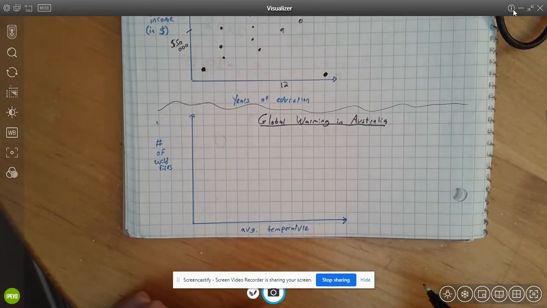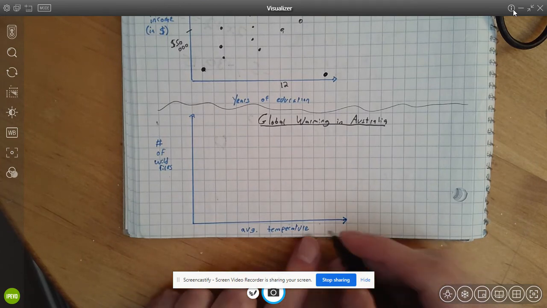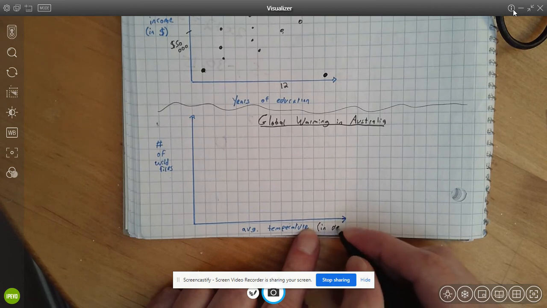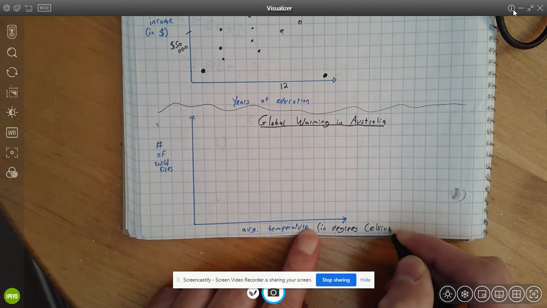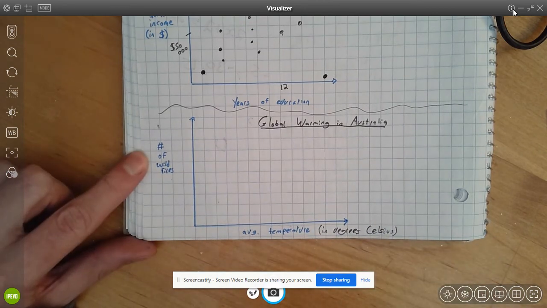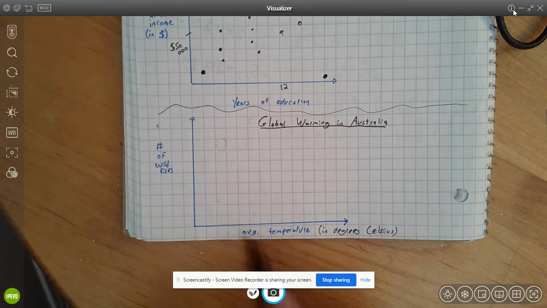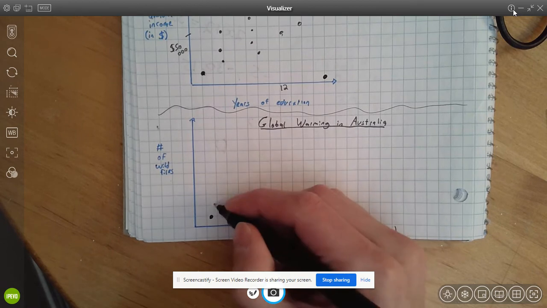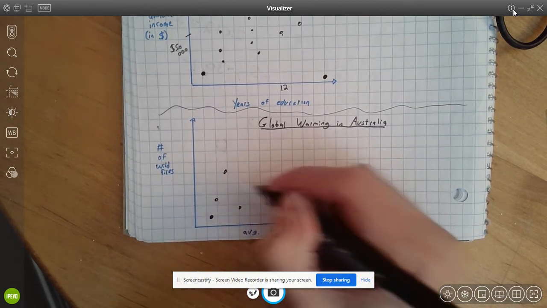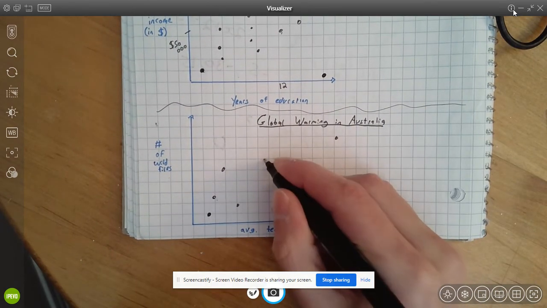One last example, I've got global warming in Australia. So maybe I'm taking the average temperature of each year. I'm measuring that in degrees Celsius. So we want to be careful that we have units. Then on the dependent axis is the number of wildfires. So temperature causes wildfires because as it's hotter, the grass gets drier, we have more fires. It's not the opposite way around. So maybe in 1996, the temperature was fairly cool and there weren't that many fires. Then as I collect different data points, years when it's very hot, I might have lots of fires.